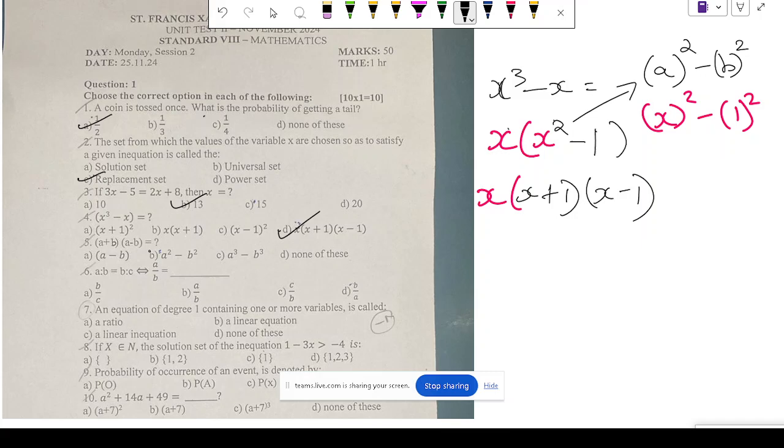Okay, next. What's the answer for a plus b into a minus b? Such a simple question. Fifth one? A square minus b square. B is the option. Next question.